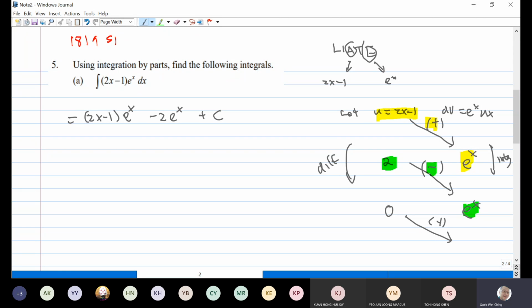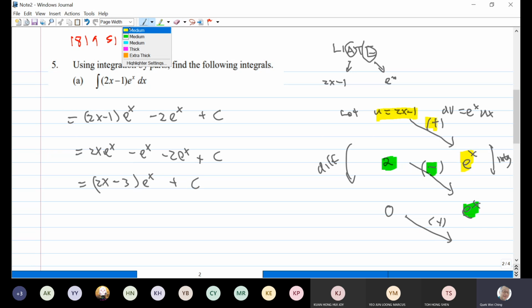So altogether is how much? Okay, you can see that this is actually 2x e to the x minus e to the x here minus 2e to the x here plus c. So basically it's actually 2x minus 3 times e to the x here, plus c, because these three terms can be combined together. This term and this term combined together, you get minus 3 e to the x.